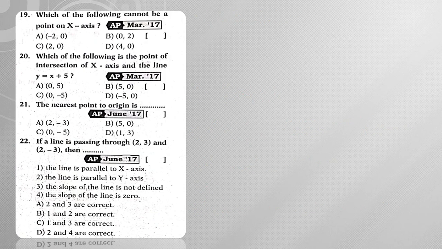Next, moving on to question number 19. Which of the following cannot be a point on x-axis? So what is the form of a point on x-axis? A point on x-axis is generally denoted by (x, 0), right? That means for a point on x-axis, its y coordinate will be 0. If you observe, its y coordinate is 0, and here also its y coordinate is 0. That means these 3 points are lying on x-axis. Clearly (0, 2) does not lie on x-axis.